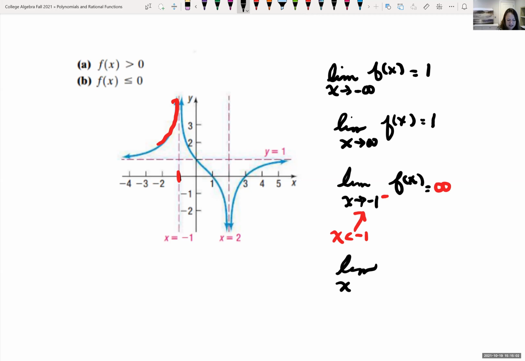Same idea as we're looking at X approaching -1, but this time from the right-hand side. And so to denote that I'm coming in on the right-hand side of that X value, I'm going to put a superscript of a plus sign. So coming in on the right of -1, f of X, our graph also goes up to positive infinity.